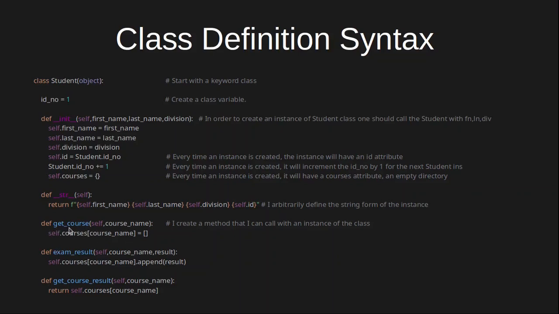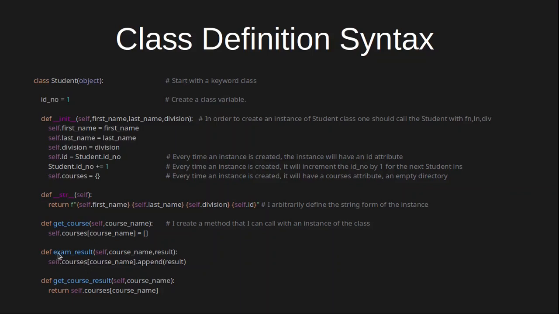The first one is getCourse. It takes 2 arguments, the instance and the course name, and it changes the state of the attribute courses by assigning an empty list to the value of courses with the key course name.